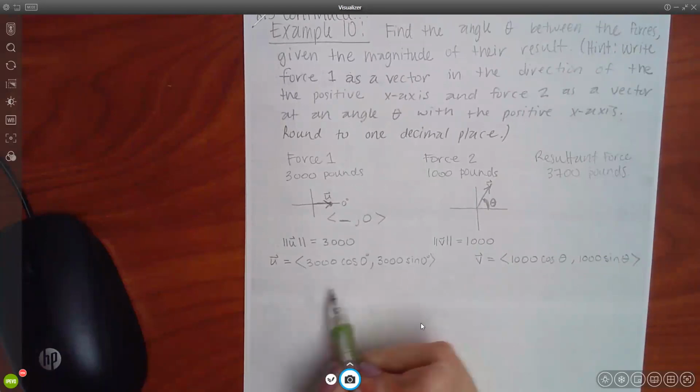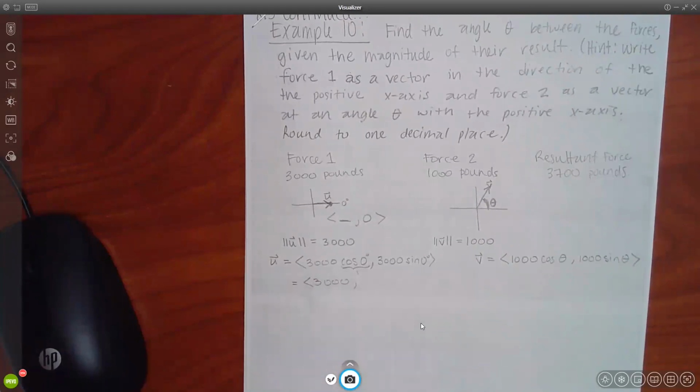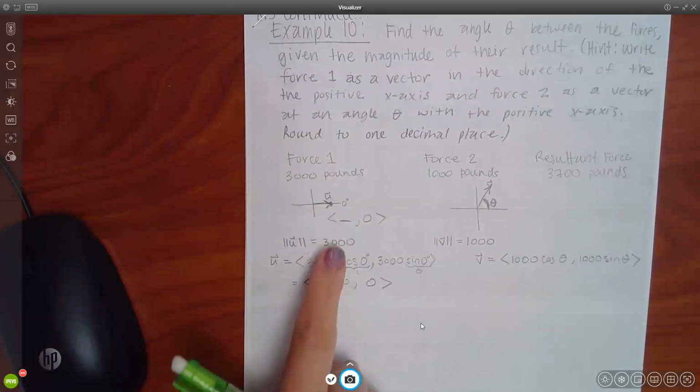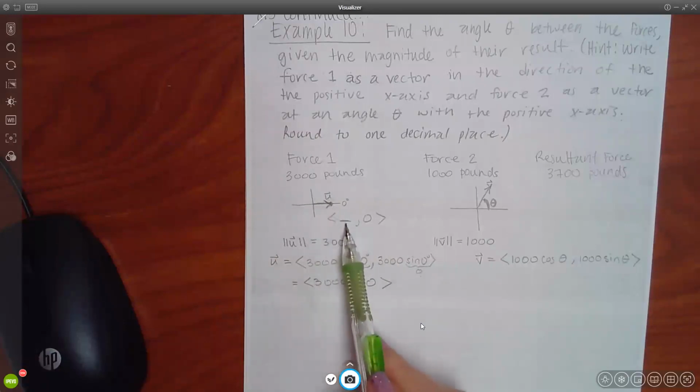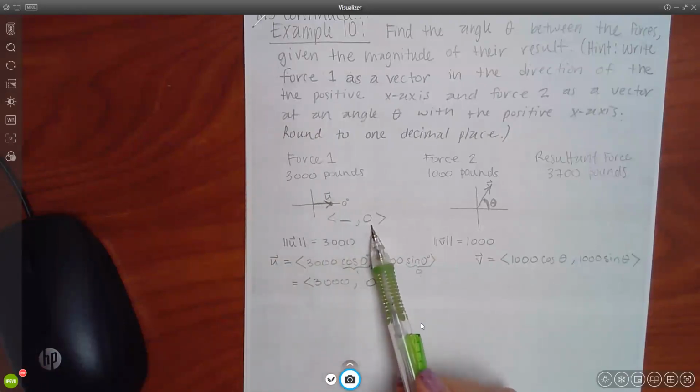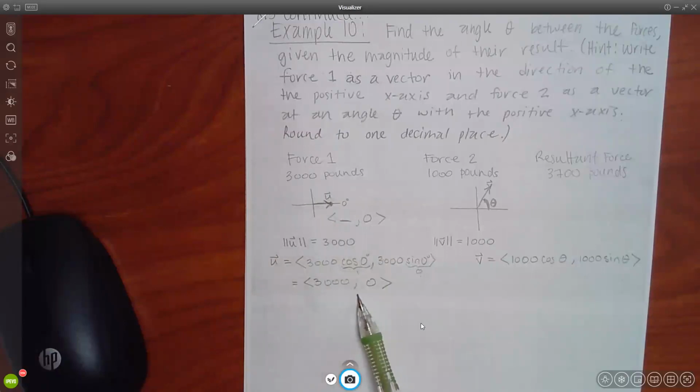But I do know something here. I know that the cosine of 0 is 1. So 3,000 times 1 is just 3,000, right? And I know that the sine of 0 is 0, and 3,000 times 0 is just 0. So it fits what I was talking about before. Didn't I mention that, right? If this is what your vector looks like, it's going to have an x coordinate, but no y coordinate, right? And that's exactly what we found. We just now know what that x coordinate is, okay?